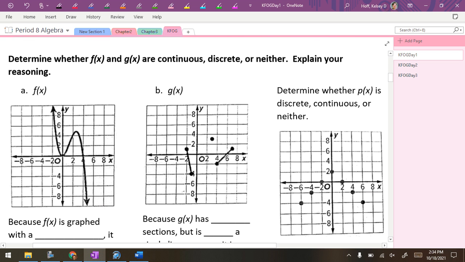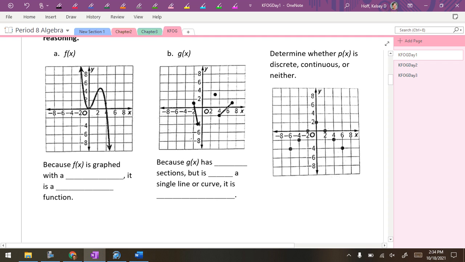All right, so now we need to determine if f of x and g of x are continuous, discrete, or neither, and explain. So if we look at A, f of x graph.